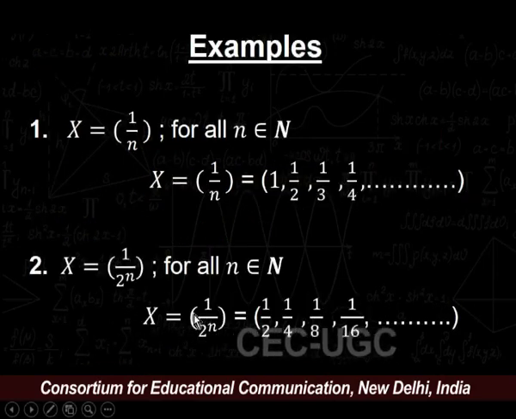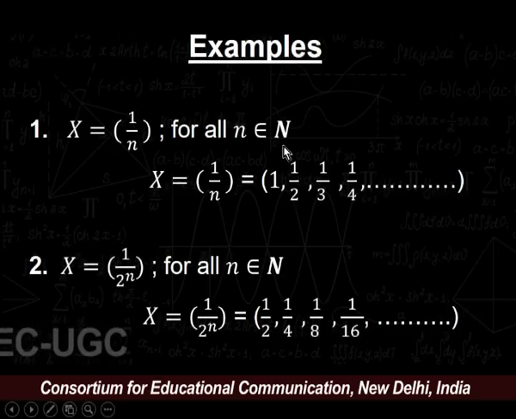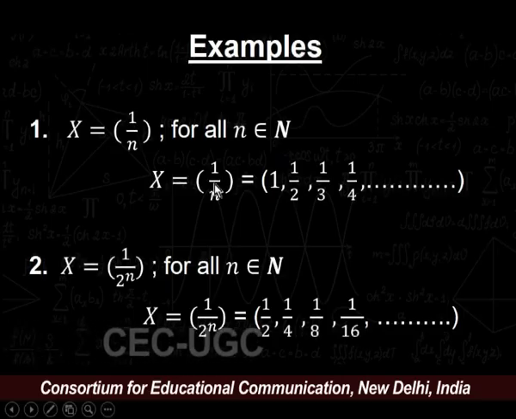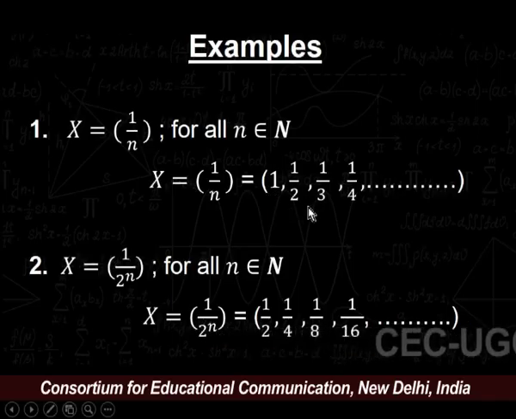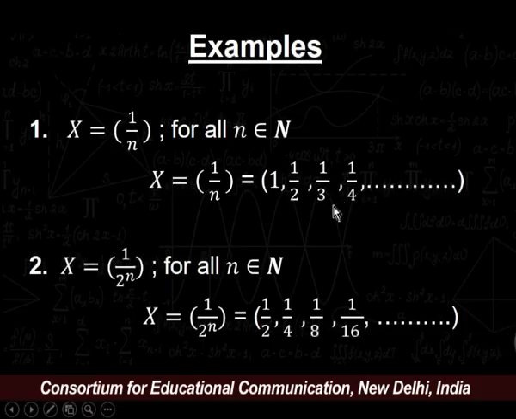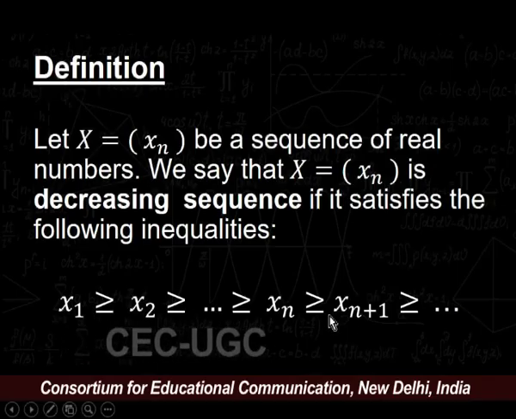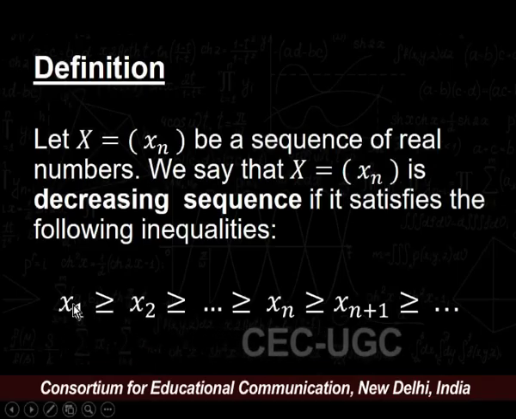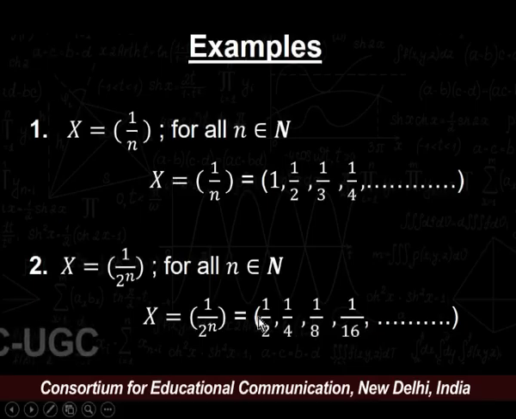For example, the first sequence is x_n = 1/n for all n belonging to the natural numbers. If we expand this sequence, we get 1, 1/2, 1/3, 1/4 and so on. So, we can check this inequality: the first term is greater than the second term, the second term is greater than the third term and so on.